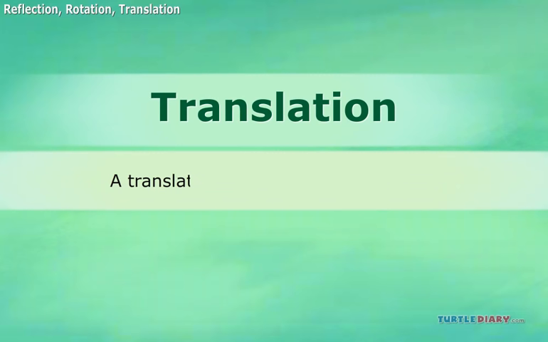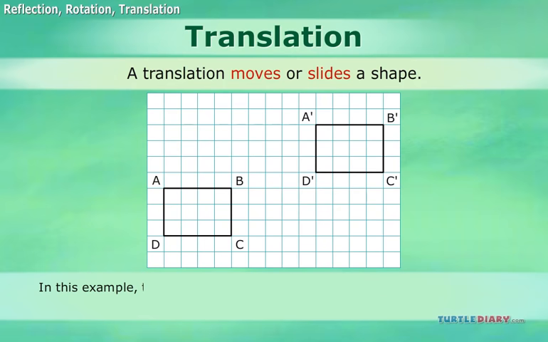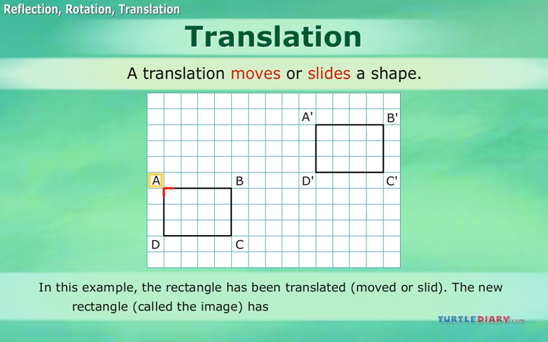Translation. A translation moves or slides a shape. In this example, the rectangle has been translated, moved or slid. Or we can say that the vertices of the rectangle A, B, C, and D have been translated, moved or slid to the points A dash, B dash, C dash, and D dash.